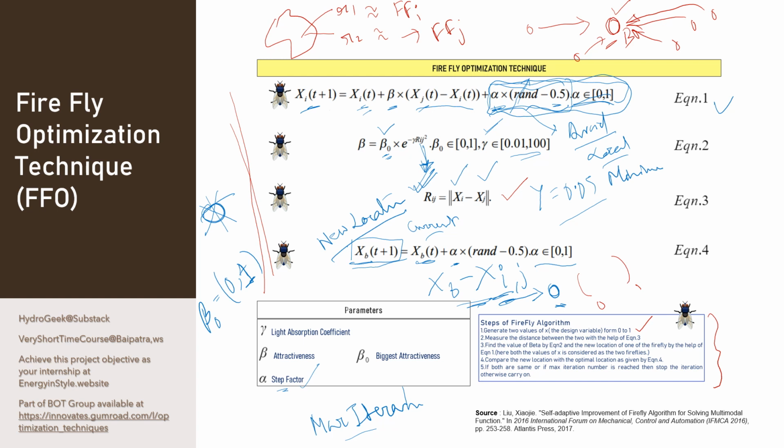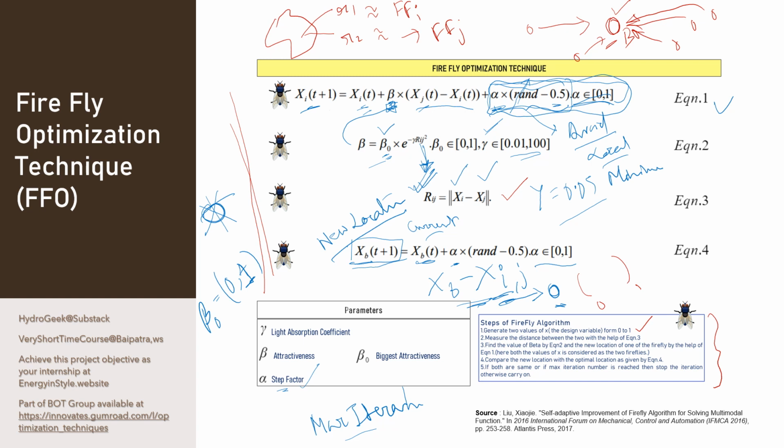But the condition is that in the case of alpha, random function, beta 0, all of these can change with iterations. At t, it has some value; at t plus 1, it can have some other value. But for gamma, you cannot do that. Whatever value you take in the first iteration, you have to take that value until the last iteration. So once you find the value of beta, you put it here in the equation of 1.